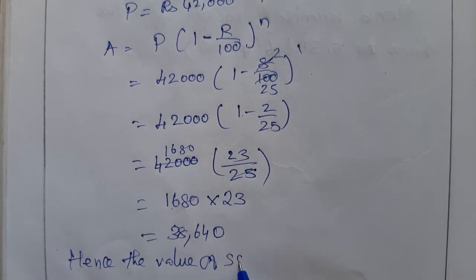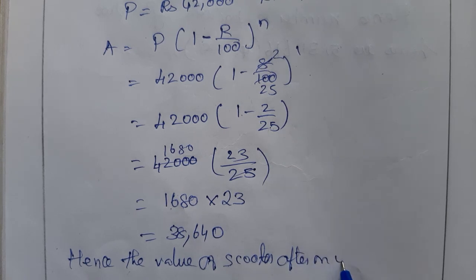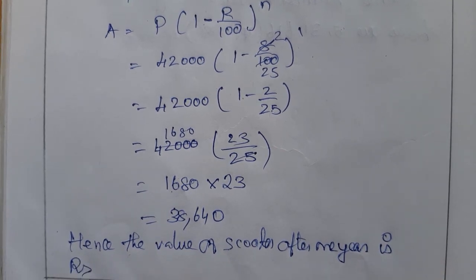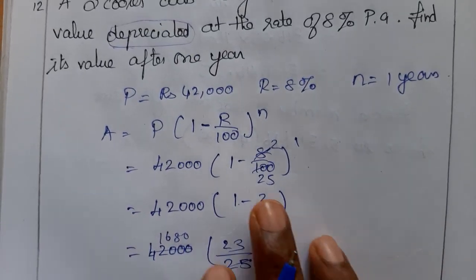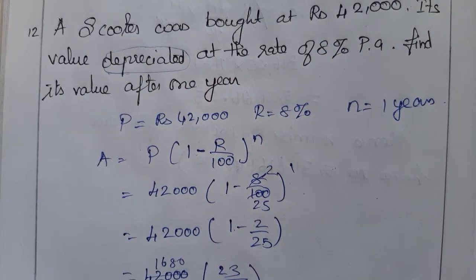So hence the value of the scooter after 1 year is rupees 38,640. Here we are subtracting since the rate is decreasing, that is why we have put subtraction in the rate.